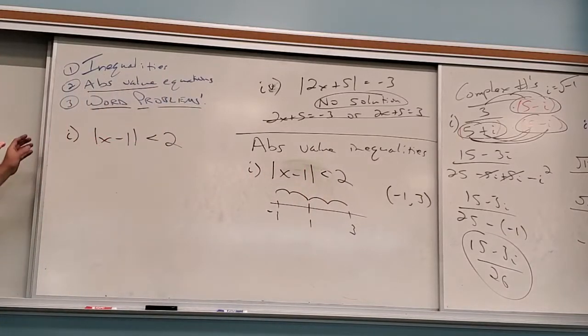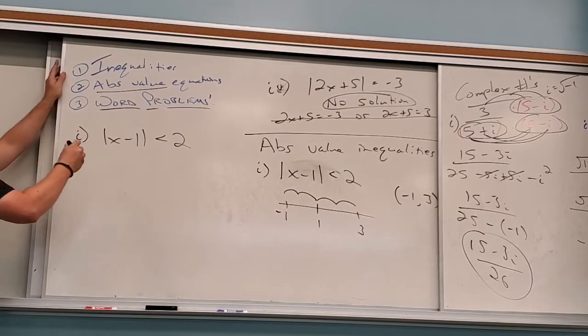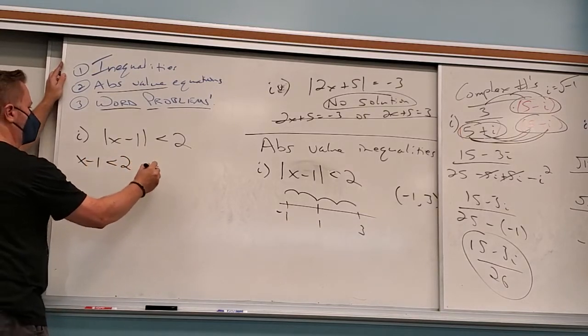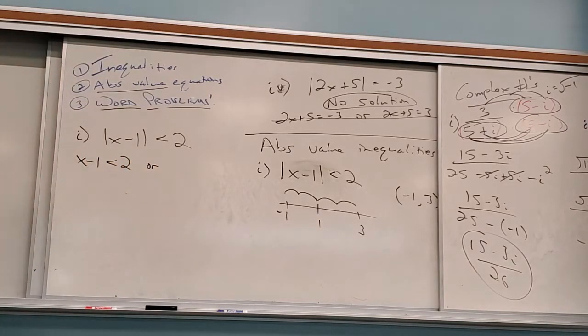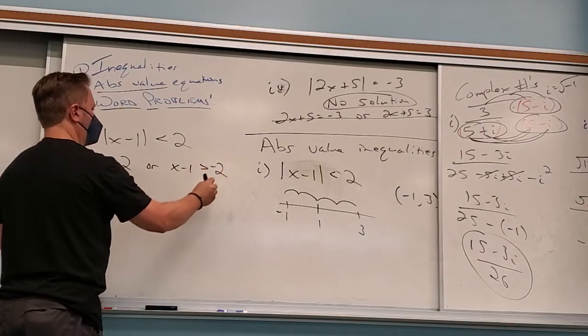Okay. So I'm still going to have 2 cases, because it's an absolute value, I need 2 cases. Now here's where things get interesting. So either x minus 1 is less than 2, or x minus 1 is greater than negative 2.